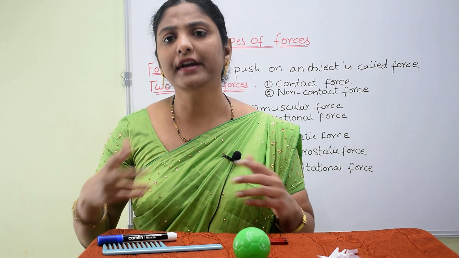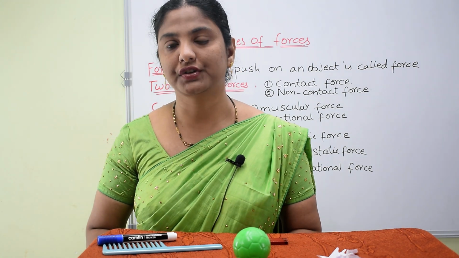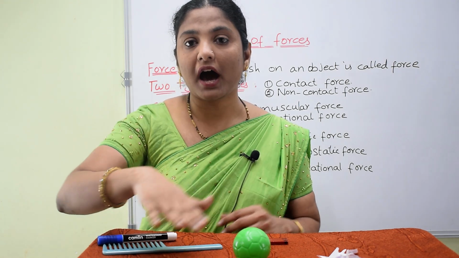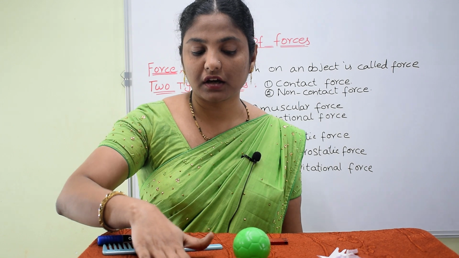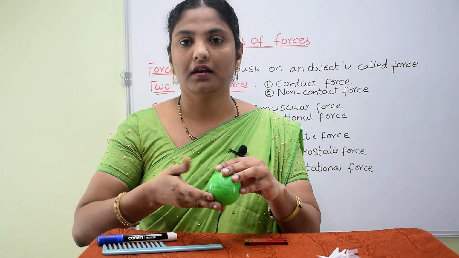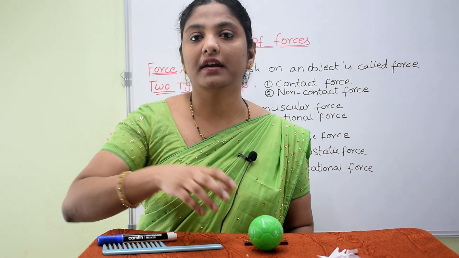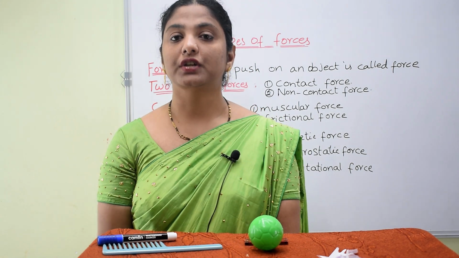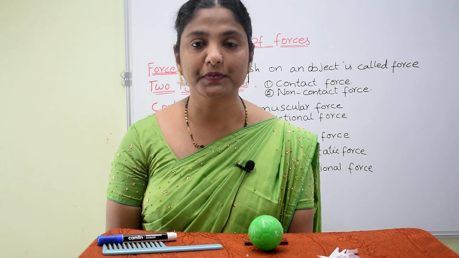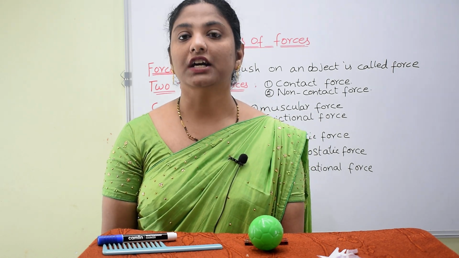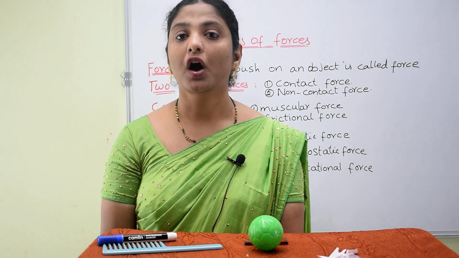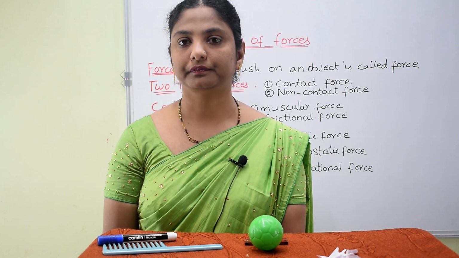How is this force generated? This force is generated by the irregularities in the surface of the ground and the surface of the ball. Because of these irregularities, the frictional force is generated, and this frictional force stops the ball. Such a force is called the frictional force, or also the opposing force.